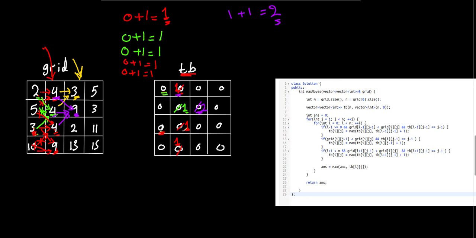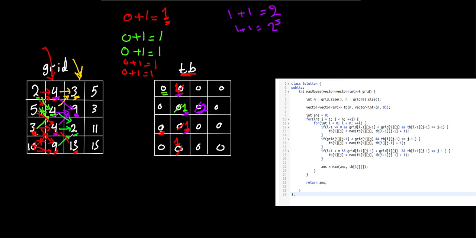Now at 4, the value is 1, so 1 plus 1 equals 2, which is the same. But this 4 is also 1, so 1 plus 1 is 2, which is the same as this value. Then we have 2 from this cell. We can reach it from this, but all of them are greater than 2, so we will not calculate any of them. Then we have 13.